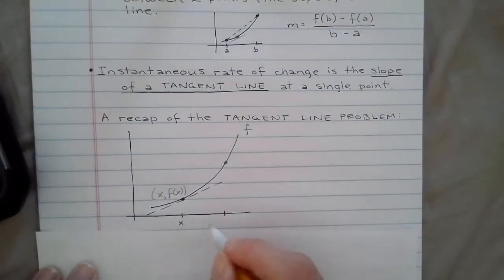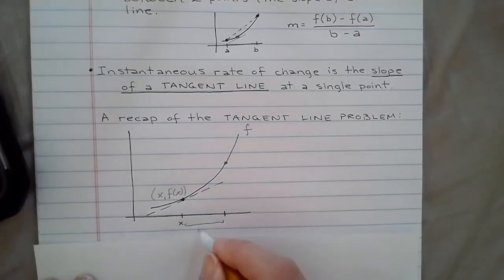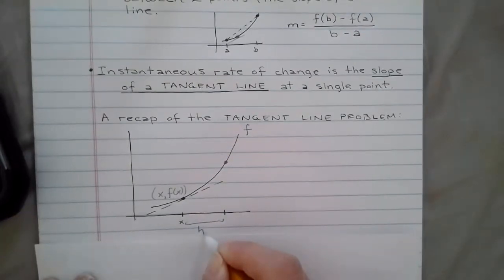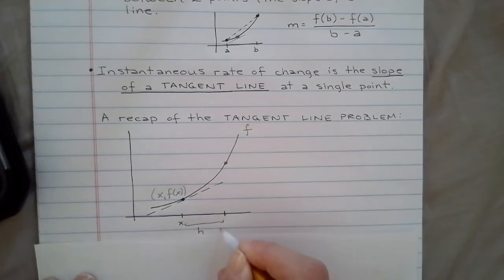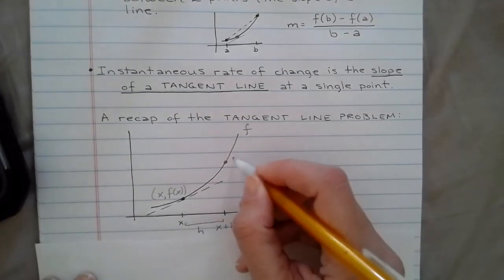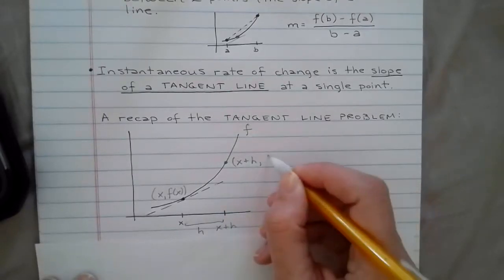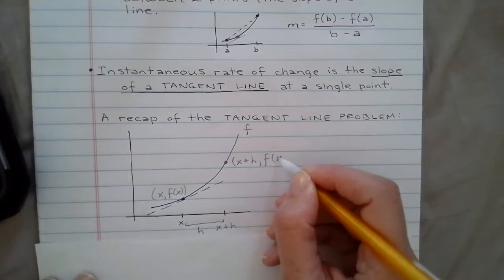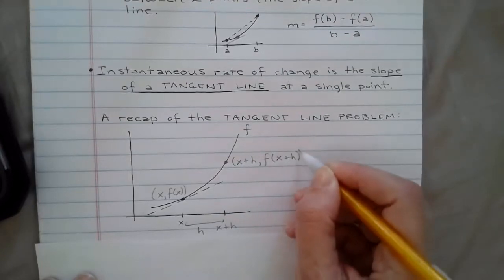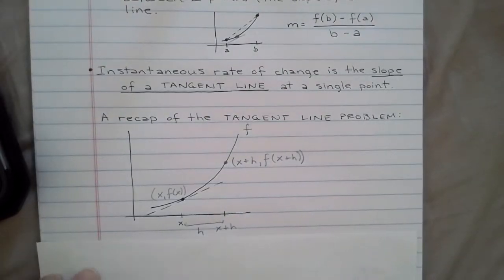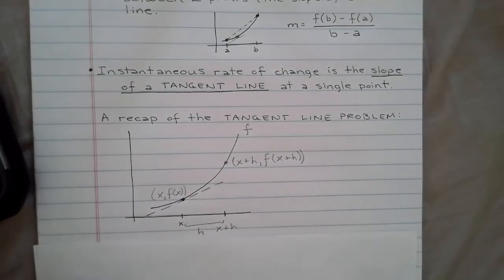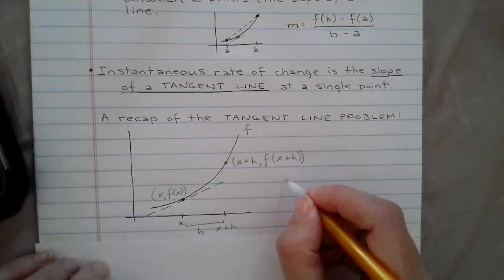And then I'm going to make these points that I'm choosing a certain distance apart. I'll call it h. And that means this x value would be whatever x is plus h. And now I can real easily label this point: the x value is x plus h, and then the y value will be whatever the function value at x plus h is. We could just plug it in. And then we're going to set up a little slope to find the slope between those points.